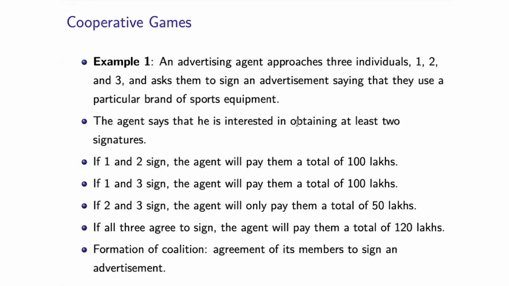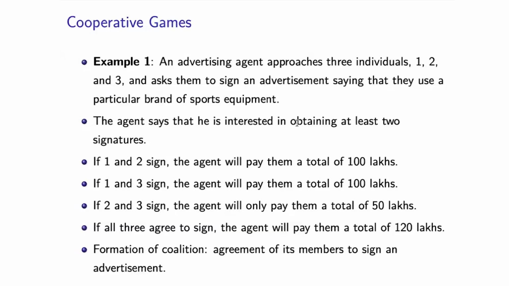The agent says that he is interested in obtaining at least two signatures. If he obtains less than two signatures out of these three, then it is not worth going ahead with the advertisement campaign for him. So if players one and two sign, then the agent is willing to pay them a total of 100 lakhs. And if players one and three sign, then the agent is going to pay them a total of 100 lakhs. Note that we are saying a total of 100 lakhs. We are not specifying what share is going to go to player one and what to player three. So we'll have to later figure out of this 100 lakhs, how much will go to one and how much will go to three.